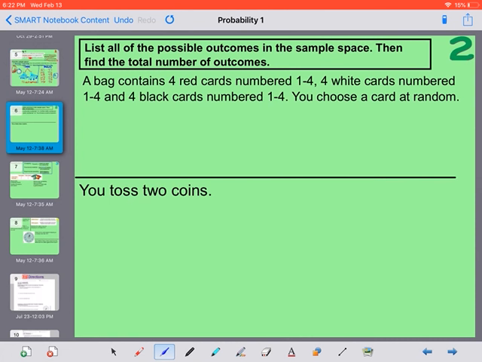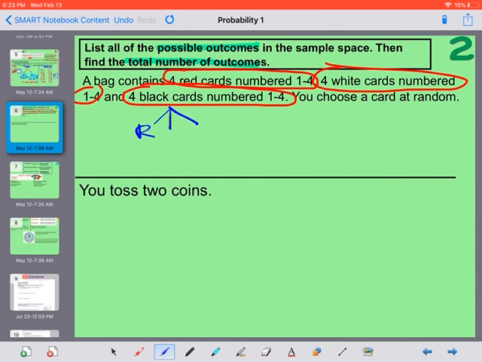So first, on this next one, it says list all of the possible outcomes in the sample space. Then just find the total number of outcomes. So we have a bag that contains 4 red cards numbered 1 through 4, 4 white cards numbered 1 through 4, and 4 black cards numbered 1 through 4. You're choosing a card at random. Okay? So I'm going to look at our tree diagram first. We could choose 3 different kinds of cards: red, white, or black, and each of them are numbered 1 through 4.